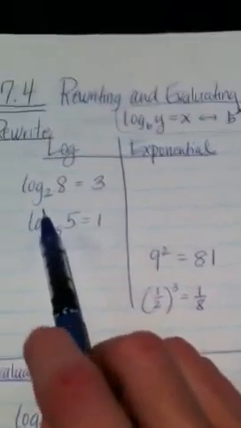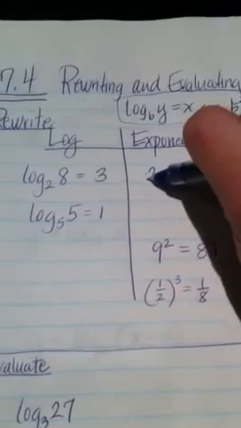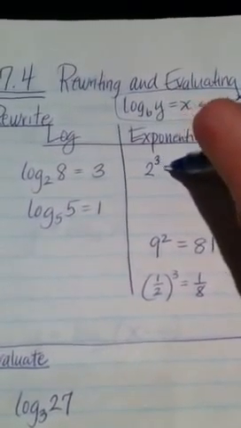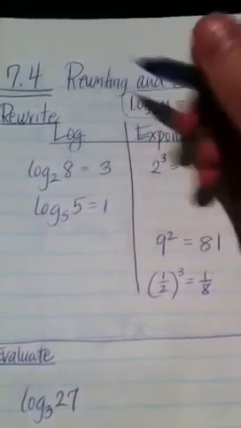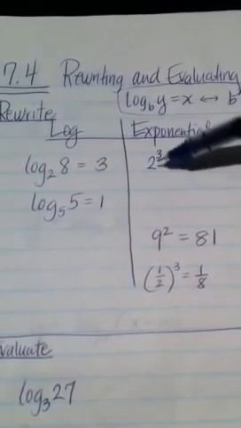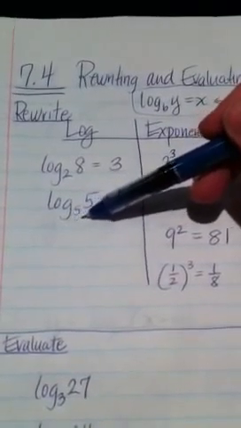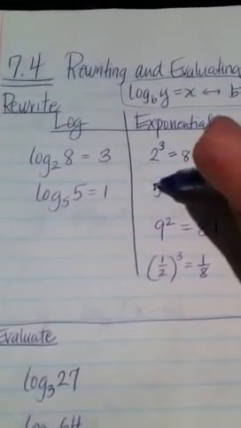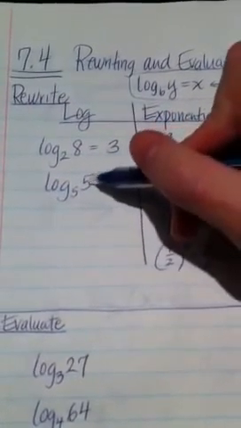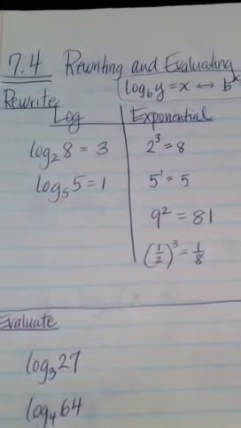So the first one, you have the little 2 here, which becomes your base, or the big 2. This number that it's equal to becomes the exponent, and that number right there is what it's equal to over here. And then you can sort of verify, because you know that 2 to the third equals 8. So this one here, this little 5 becomes my base. Whatever it's equal to becomes the exponent, and then that number goes over here. So 5 to the 1 equals 5.